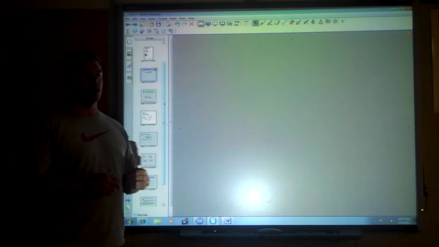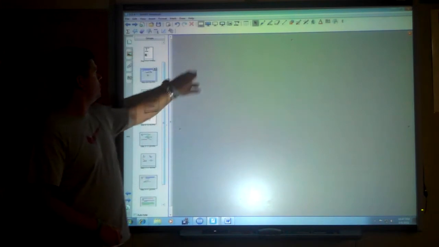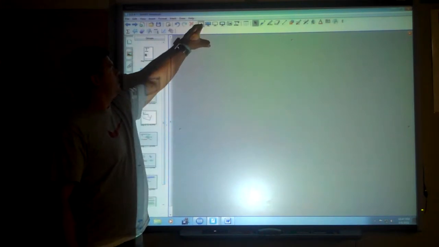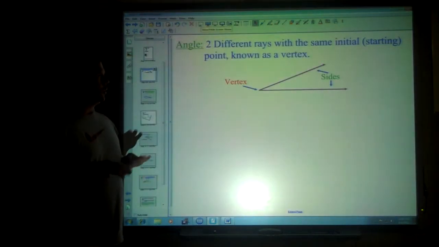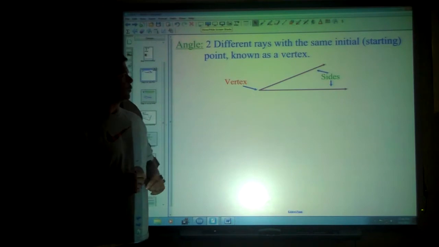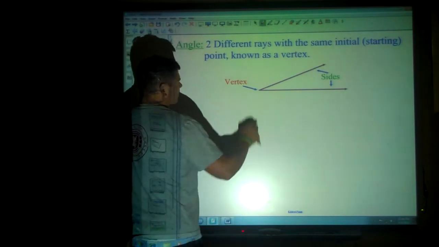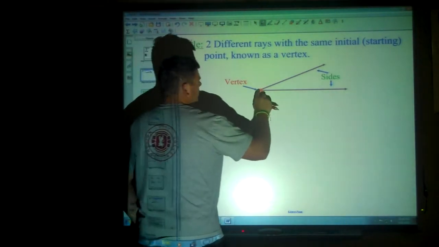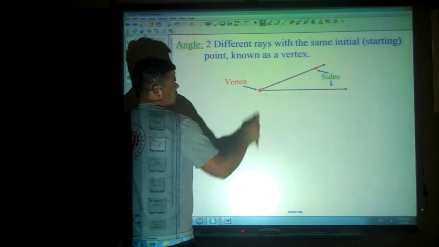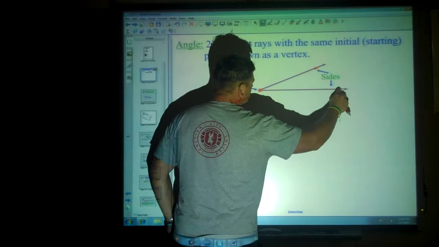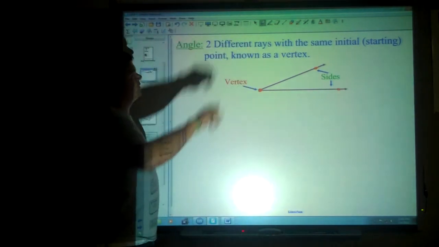Geometry lesson 1-4. Beginning here, we're going to get into some angles. For the actual definition of an angle, just so we're all on the same page: two different rays. Now remember, a ray has a starting point, and then it continues on through another point forever. So here's the same starting point, but going to a different ending point through that forever.